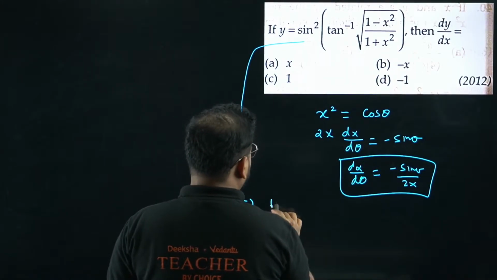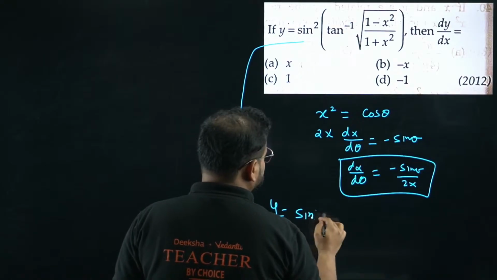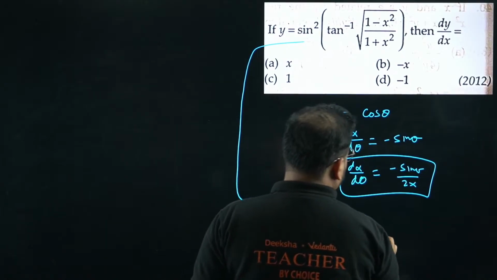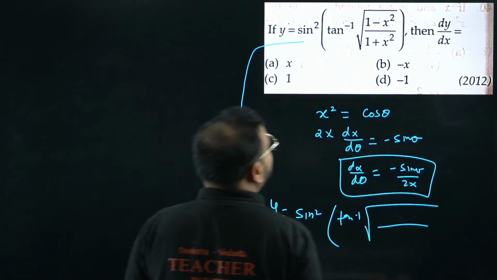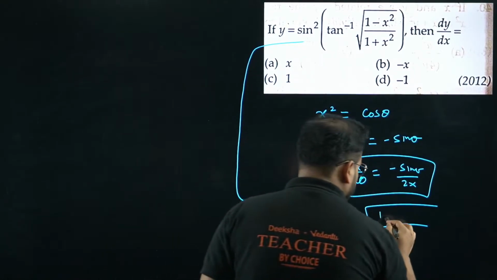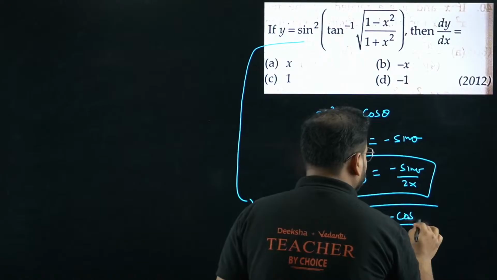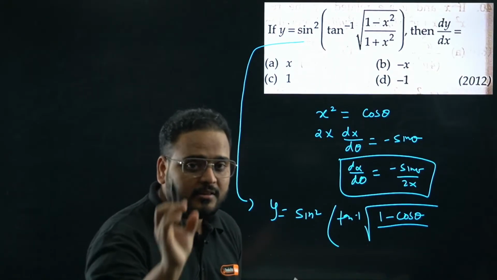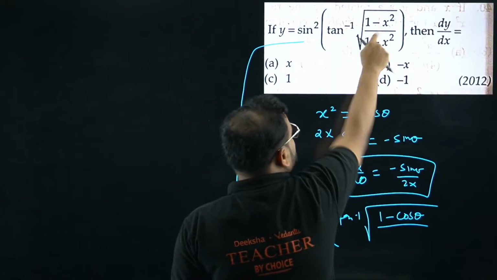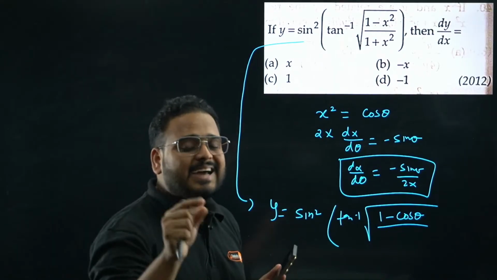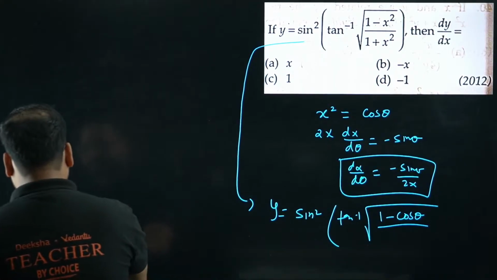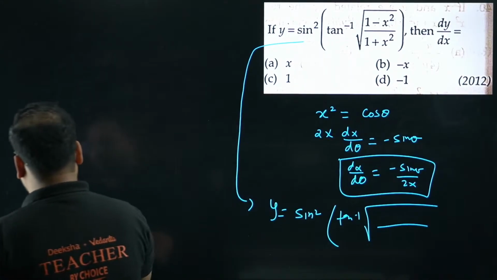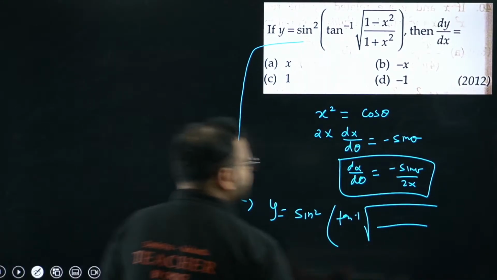Now let's convert this problem in terms of theta. So we have y equals sine square of tan inverse of, and in the numerator we have 1 minus cos theta. All of you agree? This is a formula. 1 minus cos theta will become 2 sine square theta by 2. Please check, 2 sine square theta by 2.